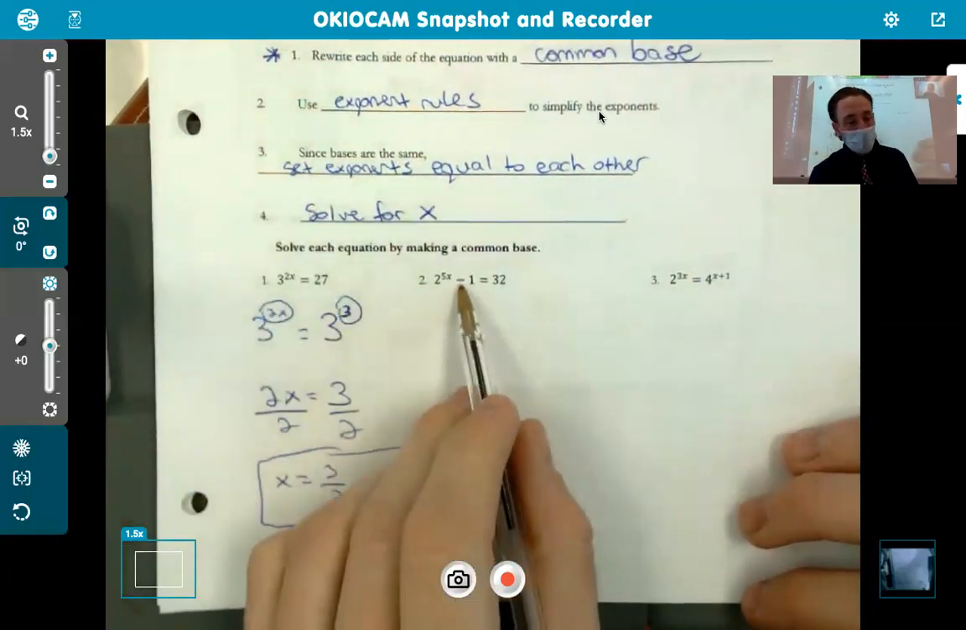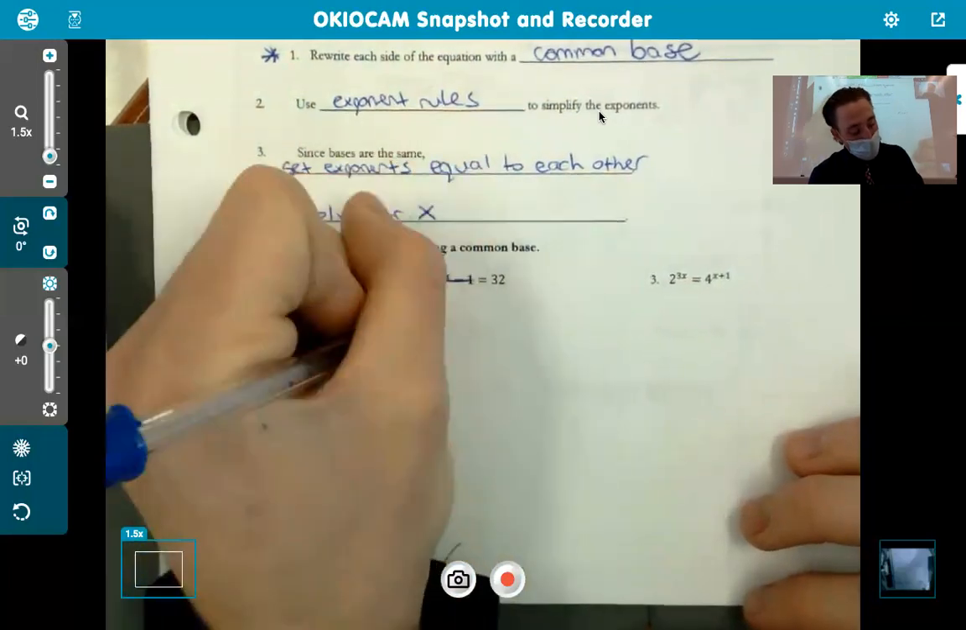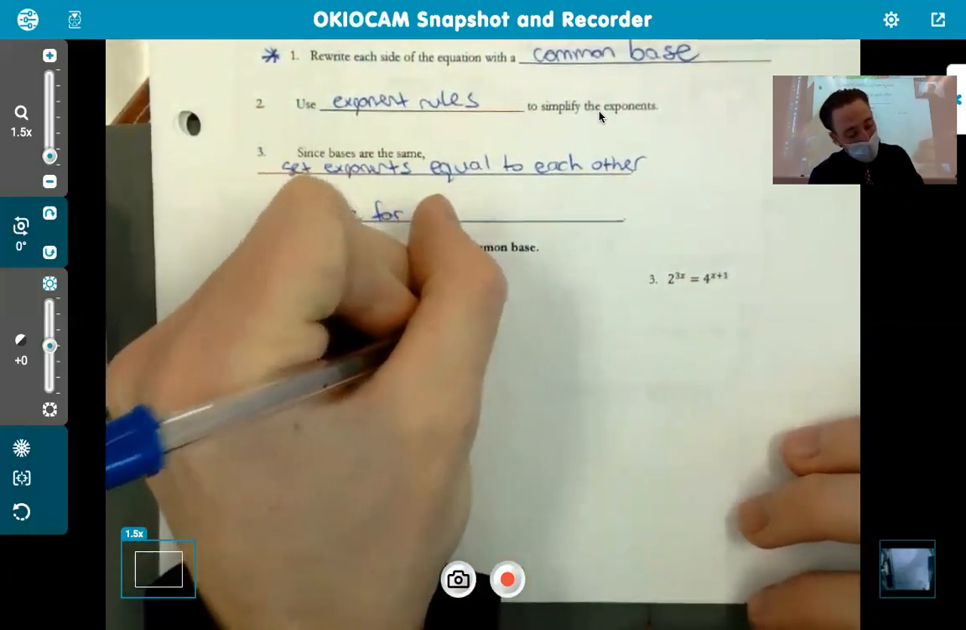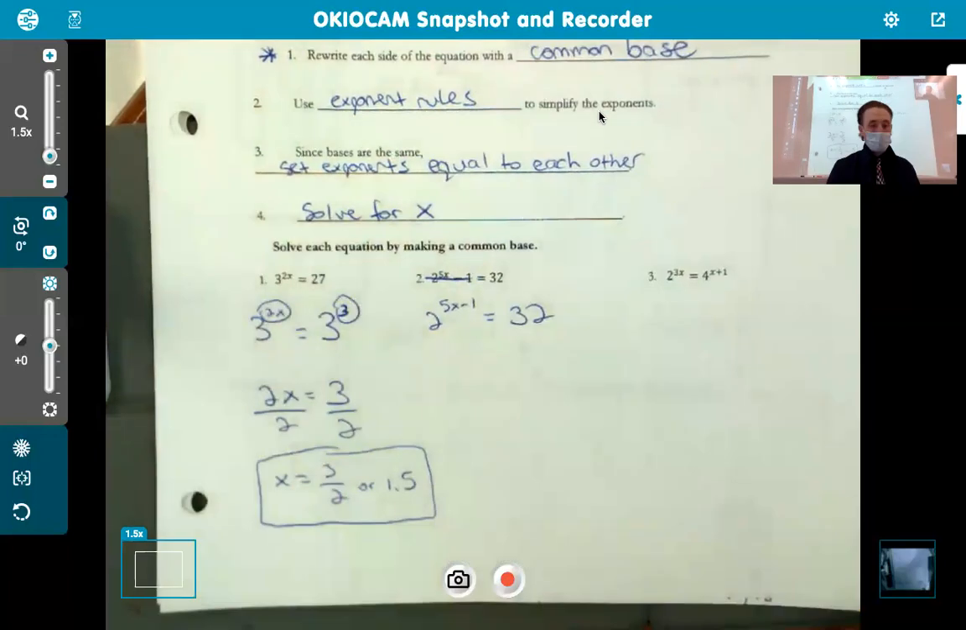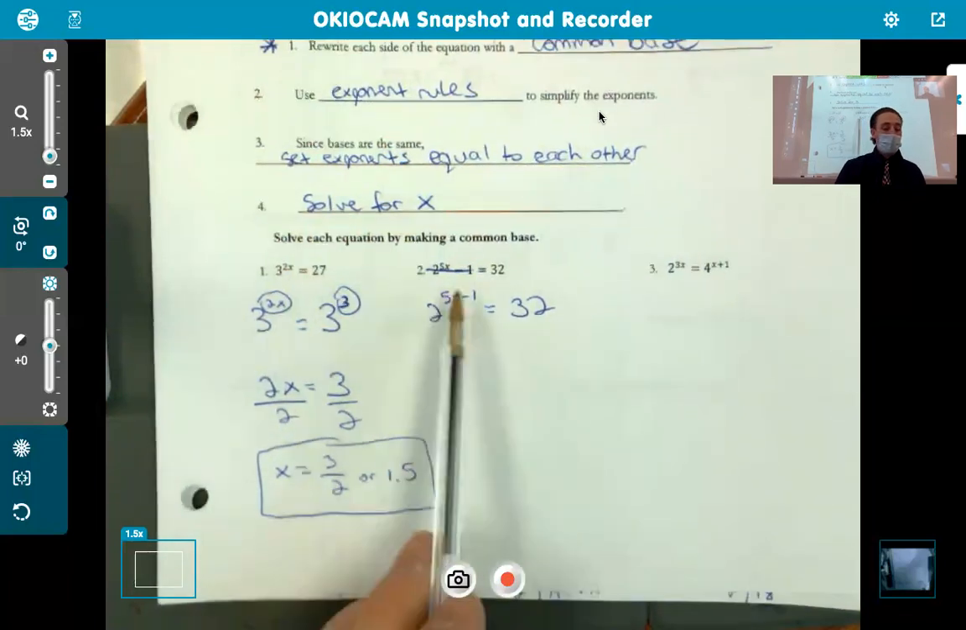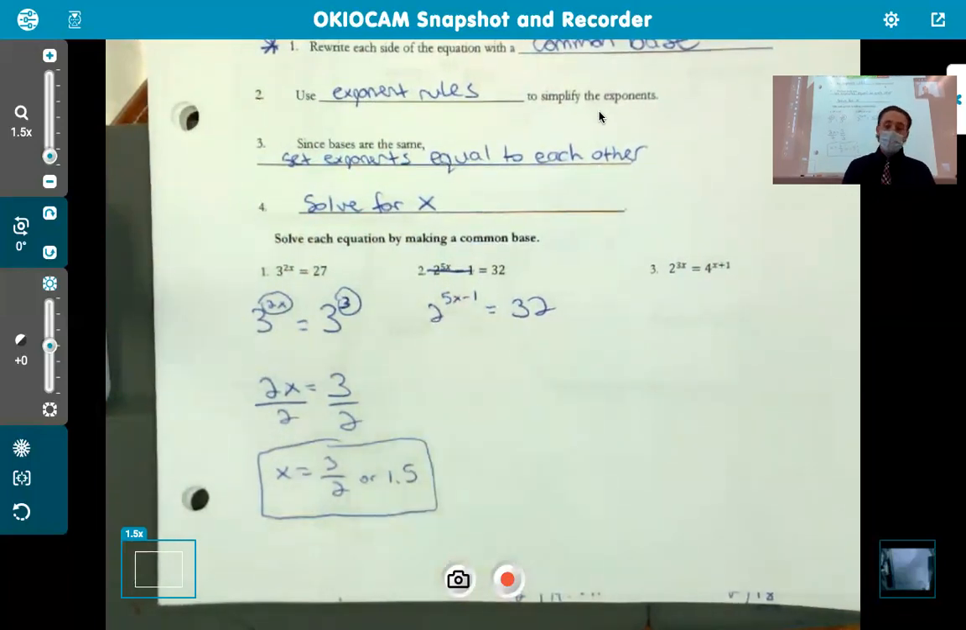A little bit of a typo here. So it should say 2 to the 5x minus 1 all in that exponent is equal to 32. So just change what the left-hand side says, because the minus 1's technically down below there, but it should be in the exponent.